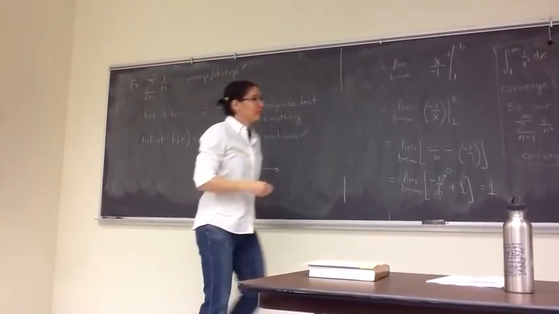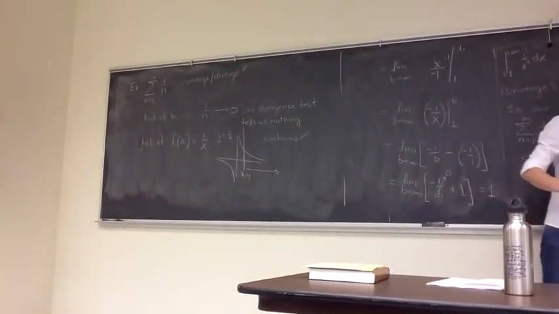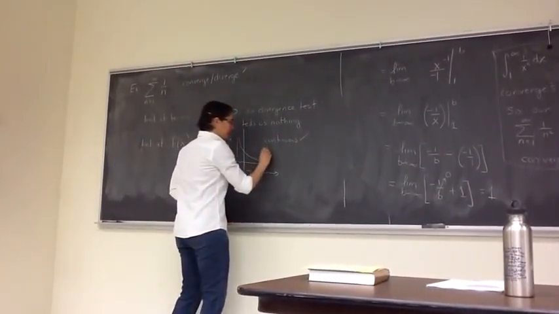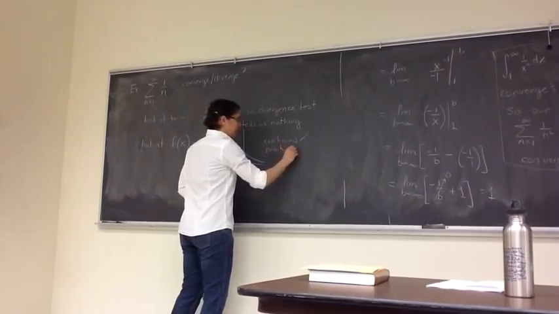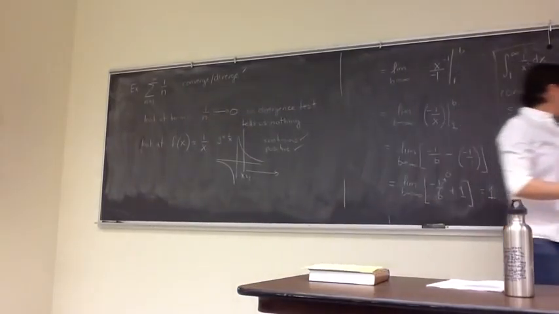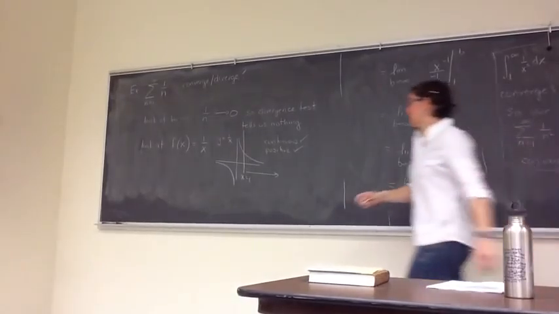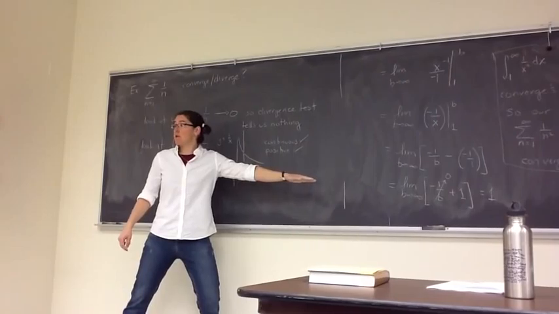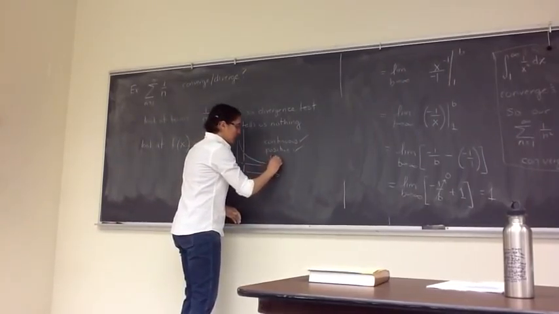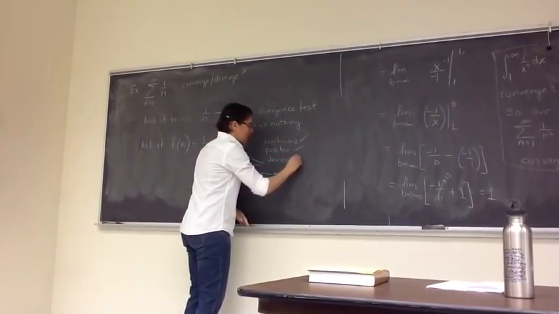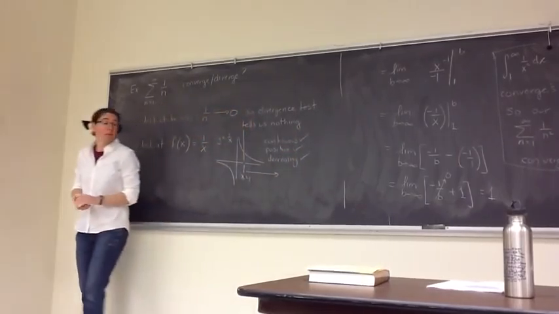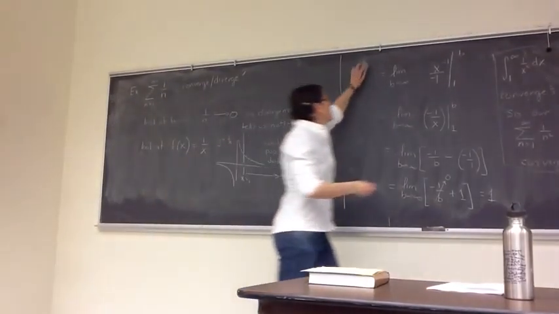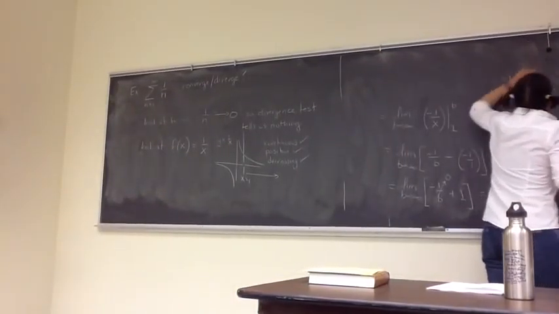Check. Our function is positive. Our graph is always above the x-axis. Check. And our function is decreasing. So from x equals 1 and on, our function is always going downhill. So our function is also decreasing. Check. All right, so these are our 3 requirements, and that means that we can analyze our improper integral.